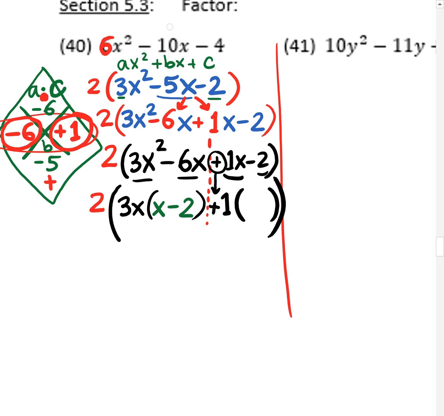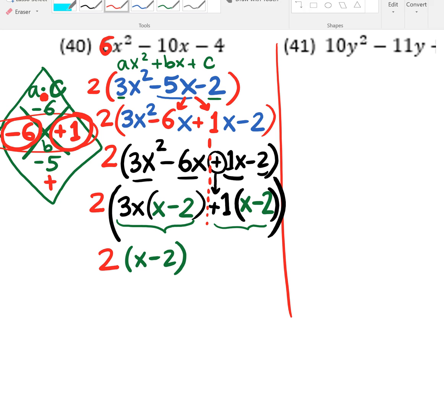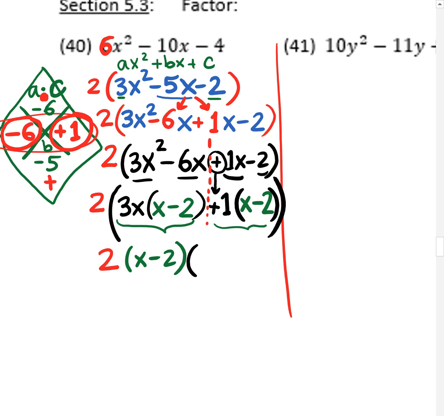Alright, now I say 1 times what is 1x? That'd be x. 1 times what is -2? -2. And now I think I'm doing something right, because this big term and this big term have this x minus 2 in common. So I'll factor that out, leaving that 3 outside, just kind of along for the ride. And then the leftovers go in the last parentheses. 3x was left over from the first big term, plus 1 was left over from the second big term.